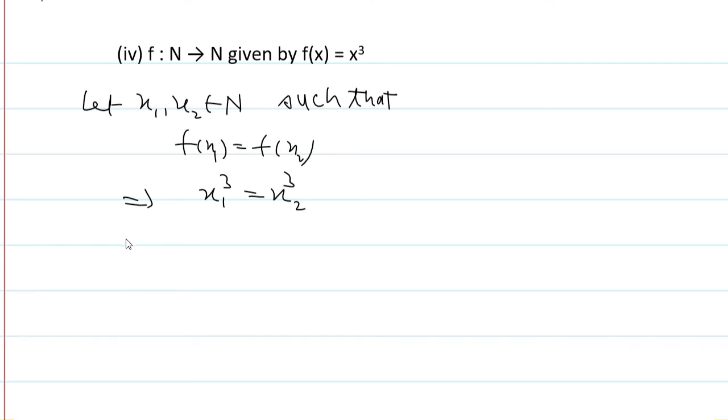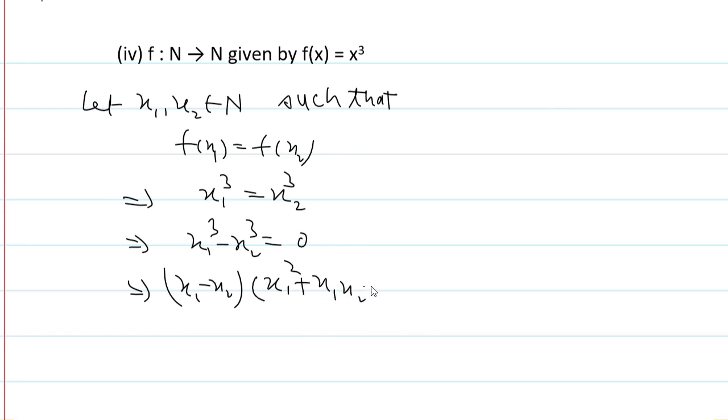Now transposing to the same side, we'll get x1 cube minus x2 cubed is equal to 0. Factorizing, we'll get (x1 minus x2)(x1 square plus x1 x2 plus x2 square) is equal to 0. This will give you x1 equal to x2, as the second part gives rise to imaginary numbers. So hence f is 1-1.